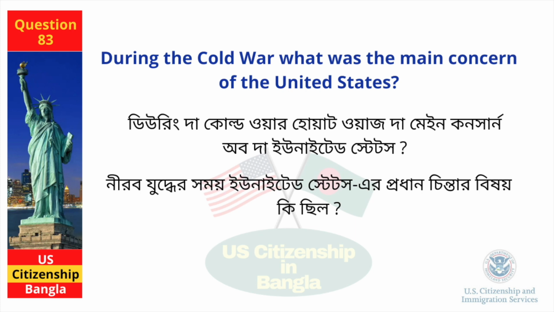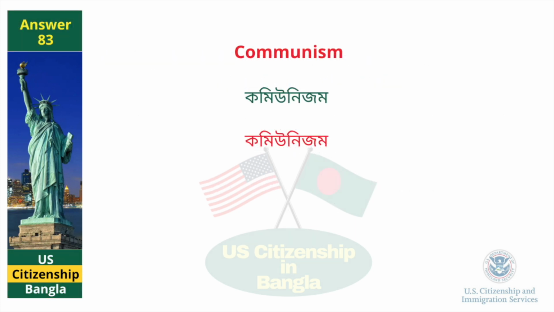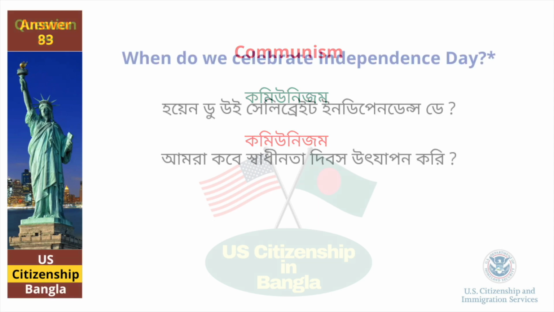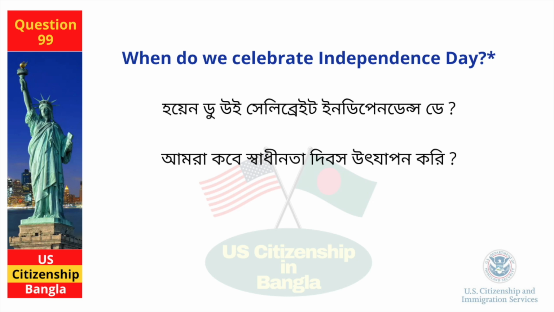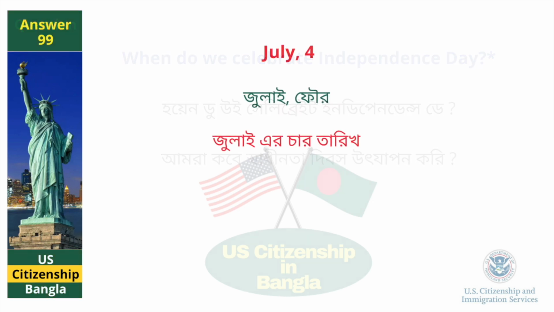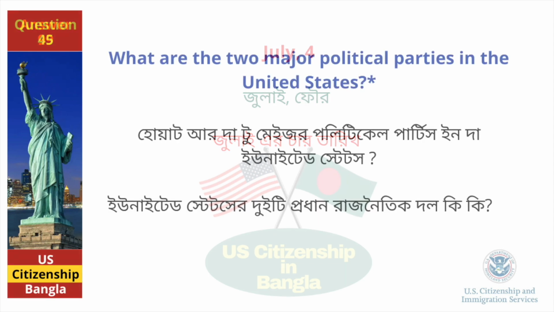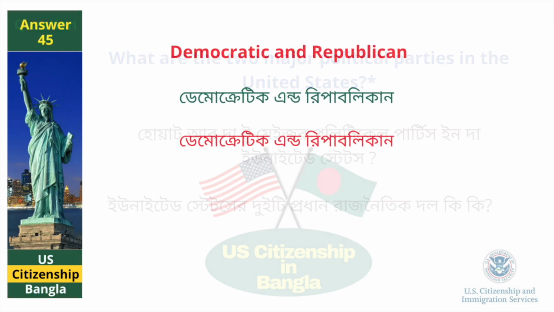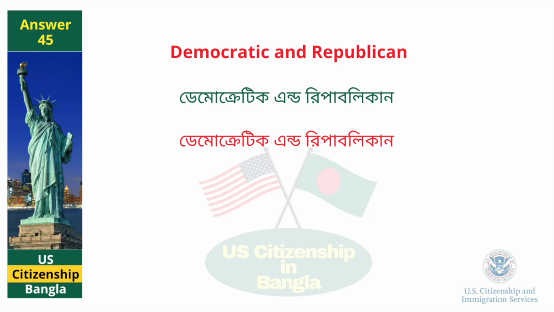During the Cold War, what was the main concern of the United States? Communism. When do we celebrate Independence Day? July 4. What are the two major political parties in the United States? Democratic and Republican.